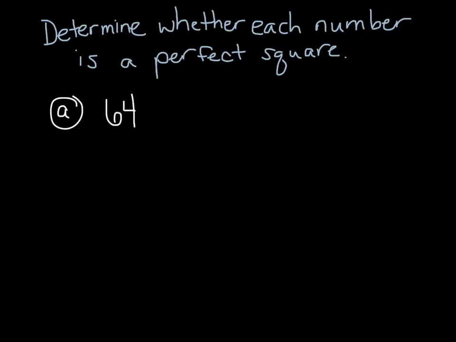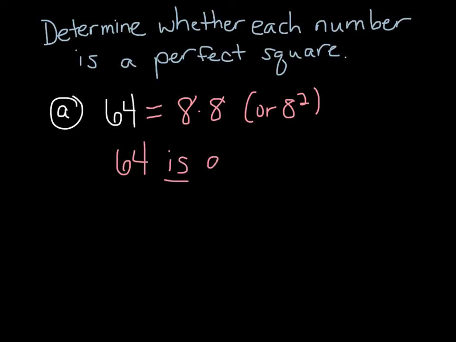When we're trying to determine whether a number is a perfect square, we have to look at the number and ask ourselves, is there any number that could be multiplied by itself, so a power, that could equal this number? So we're looking at 64 right now, and we have to ask ourselves, is there anything that can be multiplied by itself 2 times, so to the second power, that would give us 64? And in this case, 8 times 8 would equal 64, or 8 squared. So we would say that 64 is a perfect square.